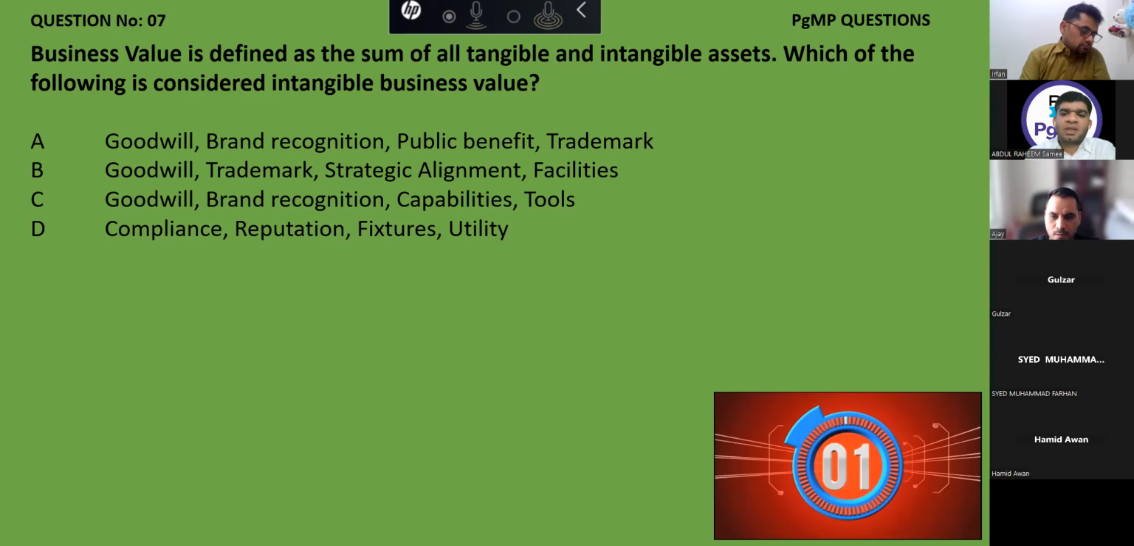Brand recognition is also intangible. You cannot fully quantify it. Public benefits, maybe I do something good for these PgMP students, it is a public benefit of what we are doing, but for other things it's not important. Okay. And trademark is also an intangible benefit.